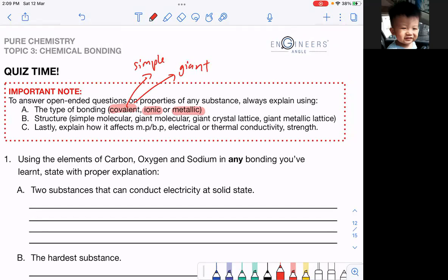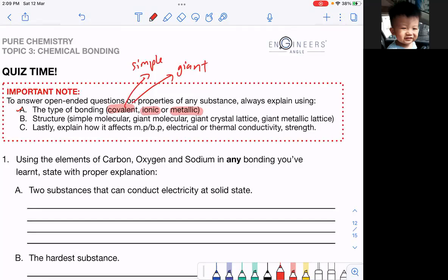So you identify the bonding first. This guy, substance A, is a simple covalent molecule. Therefore, it can blah, blah, blah. Or we can say substance C is an ionic compound. Therefore, blah, blah, blah. So you must first tell them what is the bonding. Then you tell them what is the structure.